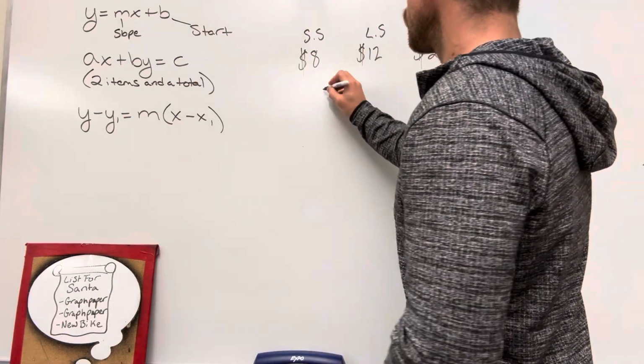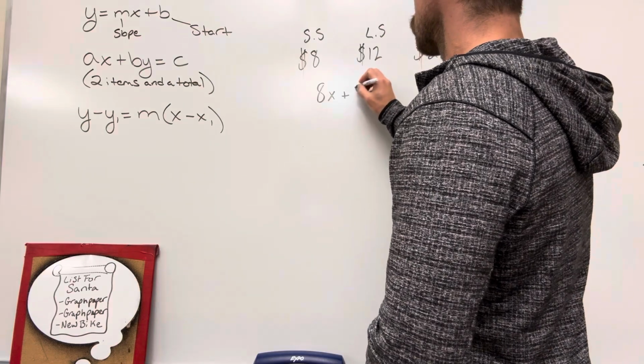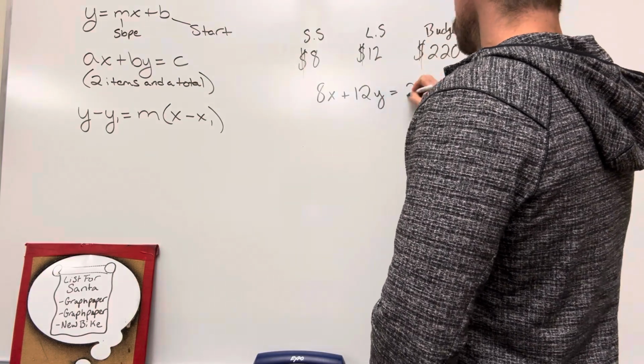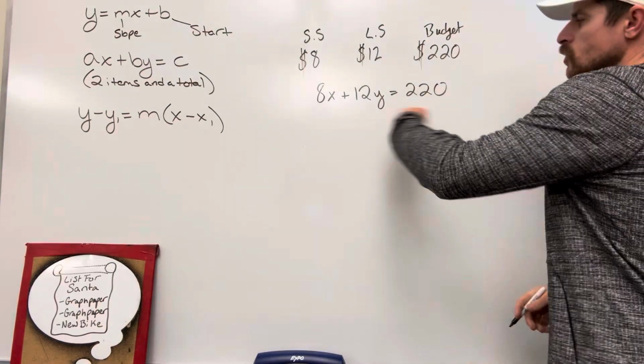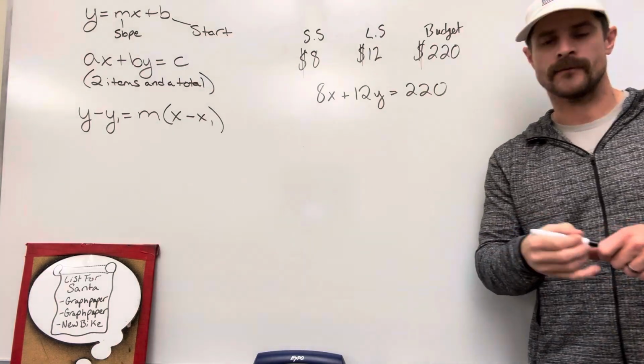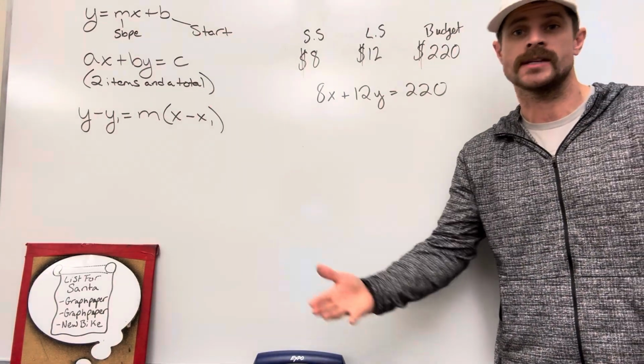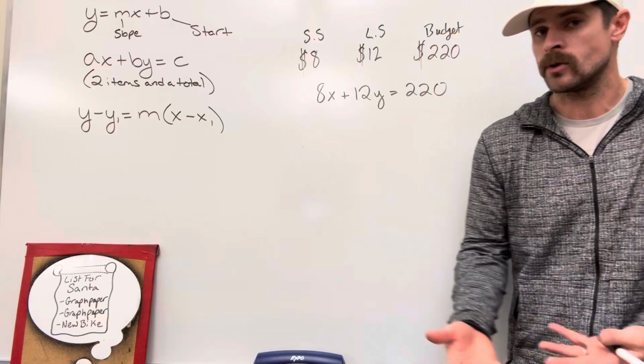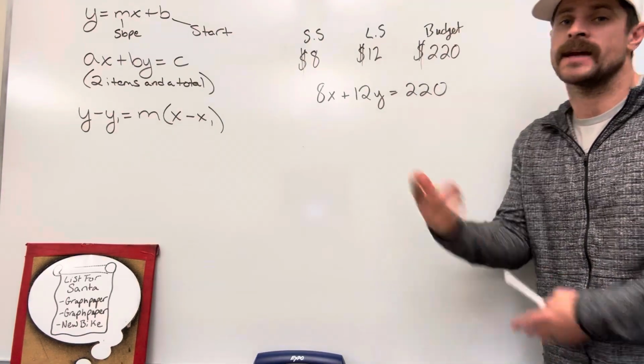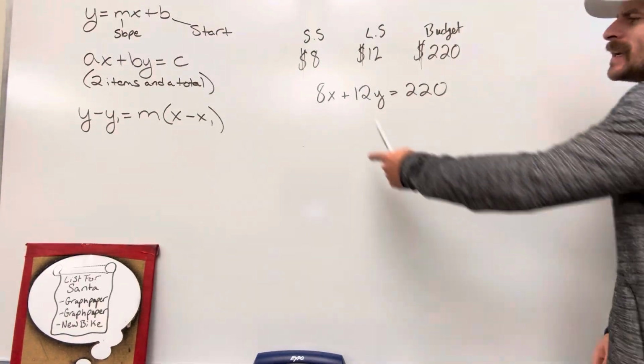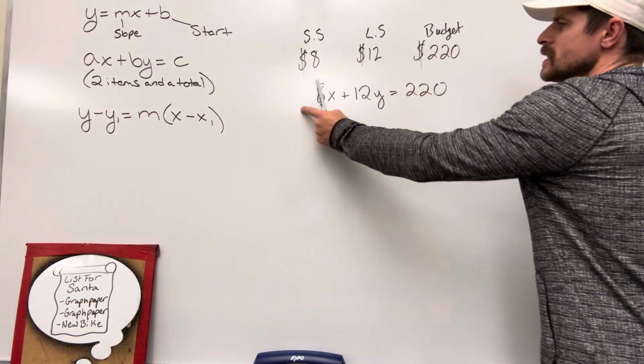We create an equation saying 8x plus 12y equals 220. And then what we can do is play around with this equation and figure out, can I get 6 short sleeve and 20 long sleeve? Is that even doable? Maybe it is, maybe it's not. That's for you to figure out, right? But right now, this video is all about just setting up the equations.